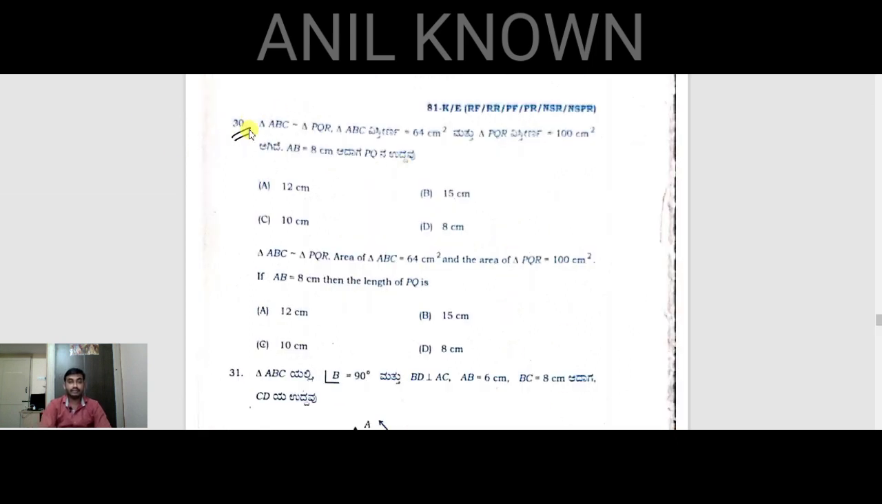30th question: triangle ABC is similar to triangle PQR. The area of triangle ABC is 64 centimeter square and the area of triangle PQR is 100 centimeter square. AB is equal to 8 centimeter, then the length of PQ is.